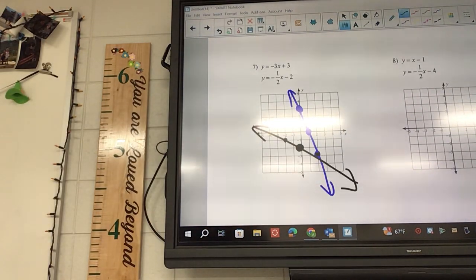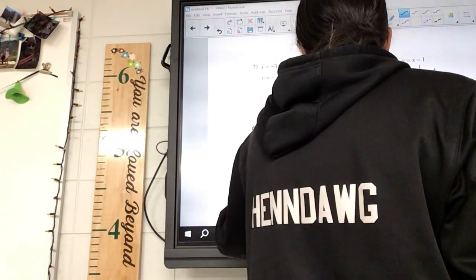Okay, take a second, write down the intersection point for yourself. Again, that's the only way to learn, is just trial and error. Okay, what is that intersection point? 2, -3. Good job, Jaden.